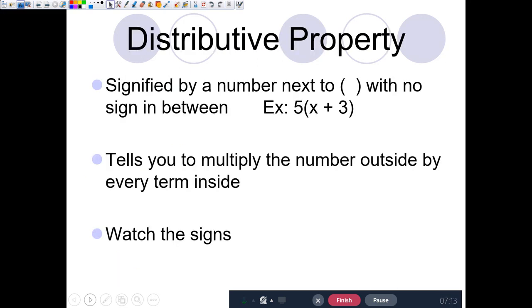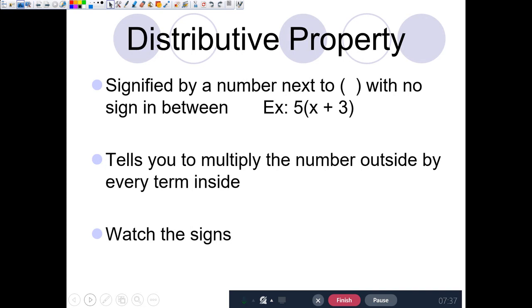Right? The distributive property. It's signified by a number next to parentheses with no sign in between. So there's an example there: 5 parentheses x minus 3 close parentheses. It tells you to multiply the number outside by every term inside. And I'm just giving you a little warning here that you need to watch the signs.